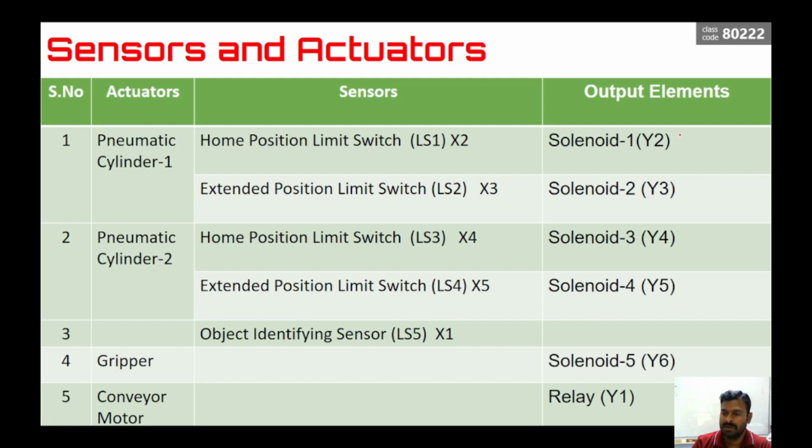So these two pneumatic cylinders are controlled with double acting valves, that is pneumatic valves, which are labeled as Y2, Y3, Y4, Y5 as coils. And we have a gripper named as solenoid 5 and the conveyor motor named as relay 1 in the ladder logic.